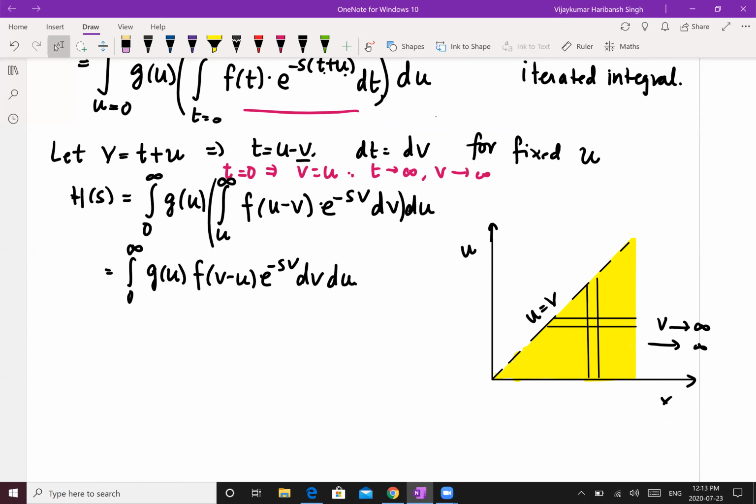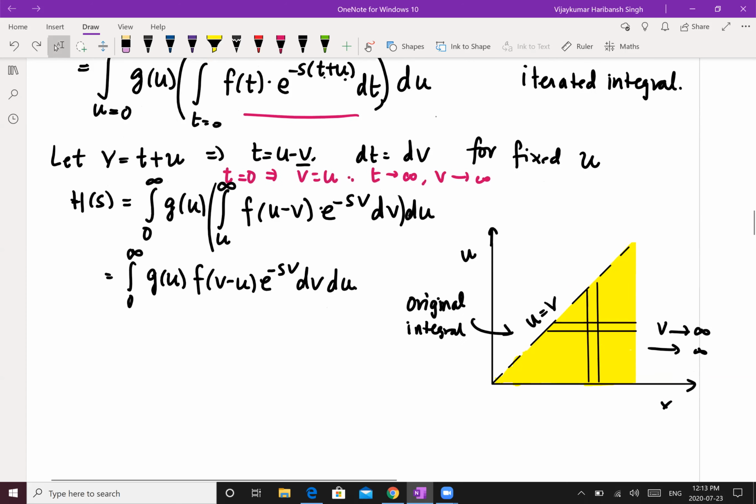Now this was your original integral, and now u equals 0. So we need to now change the order of this integral. So let's change the order of this integral. So what we had was first u to infinity. So first integral was u to infinity.